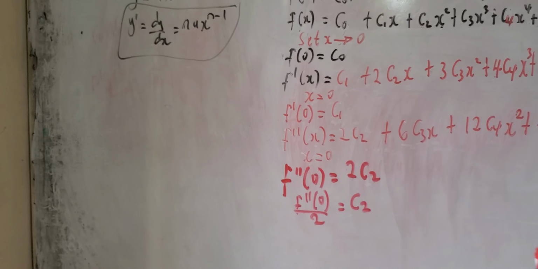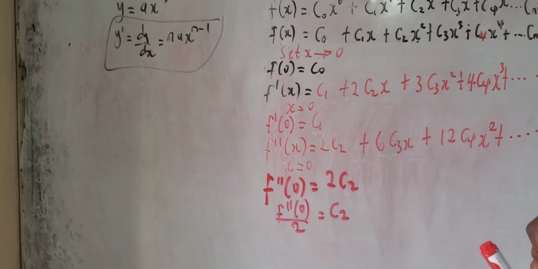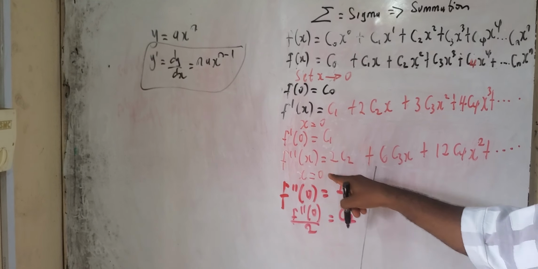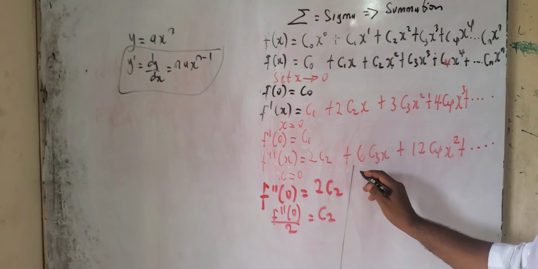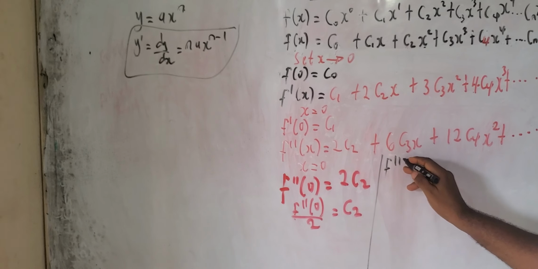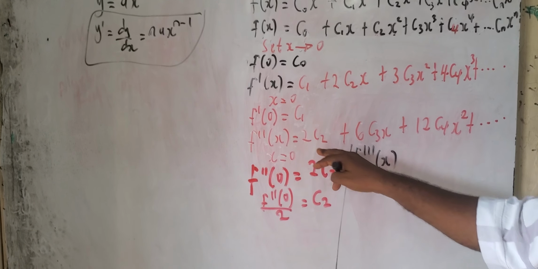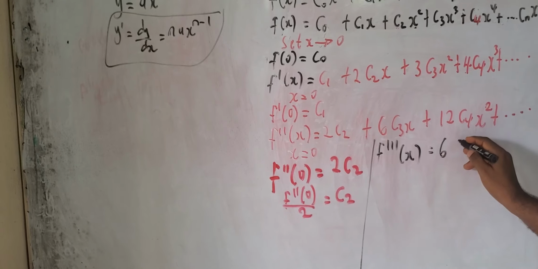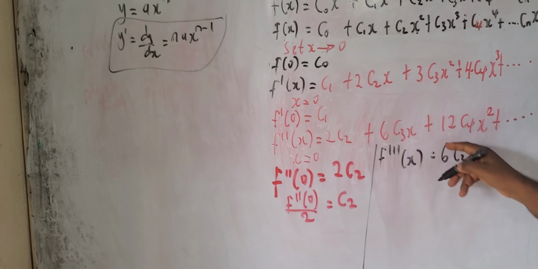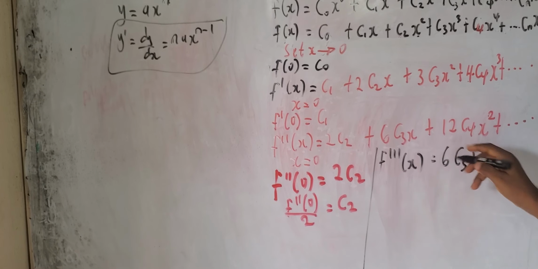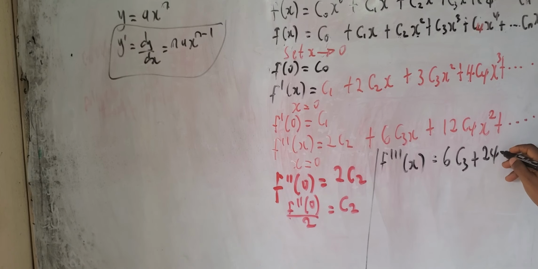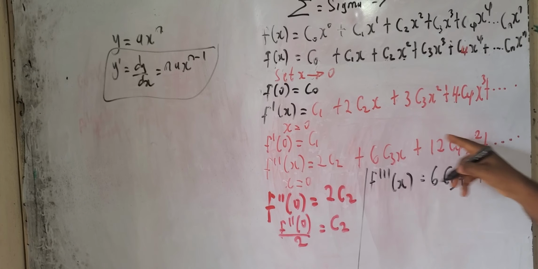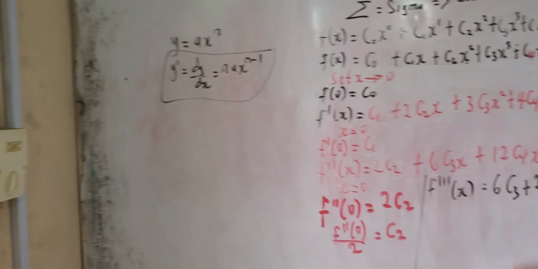The same thing is what I'm going to do to get my c3. How do we do that? If you look at what I have here, I will differentiate where I stop here. That's giving me f prime prime prime of x. When I differentiate this one gives me 0. When I differentiate this one gives me 6c3. Plus, when I differentiate this one gives me 2 times 12. That would be 24c4 raised to power x, because I'm using this formula to work out all this one.